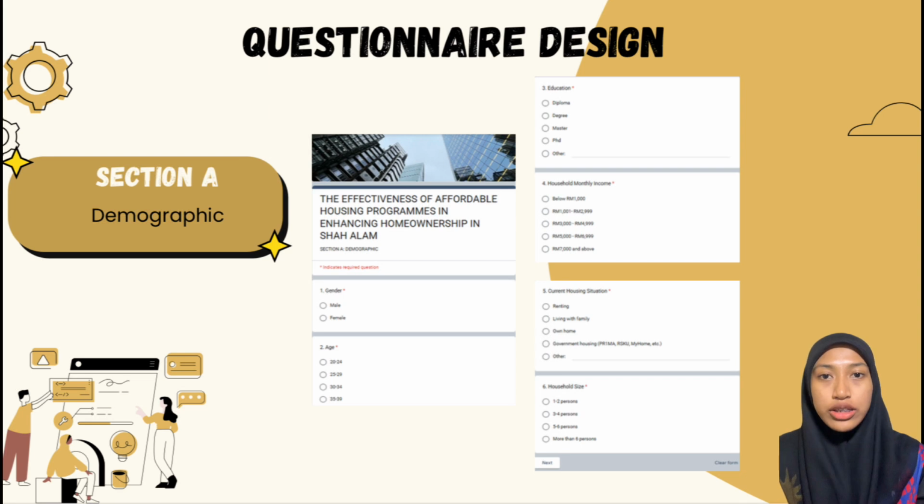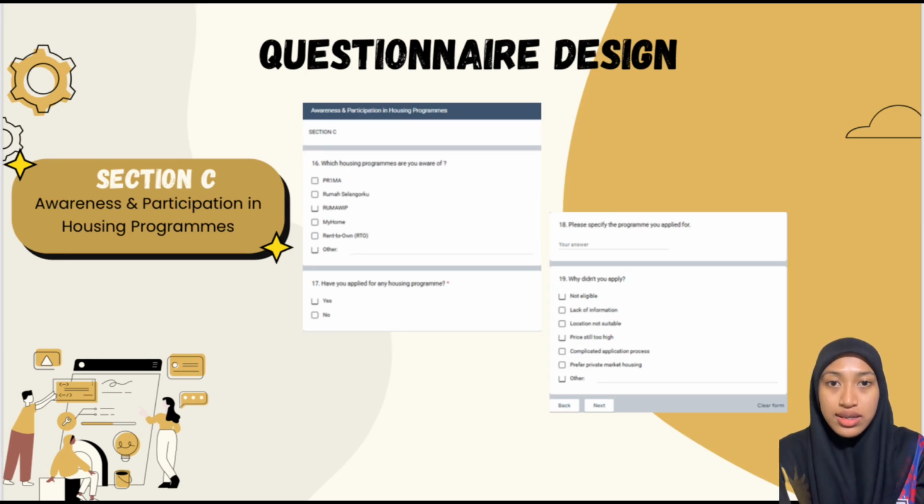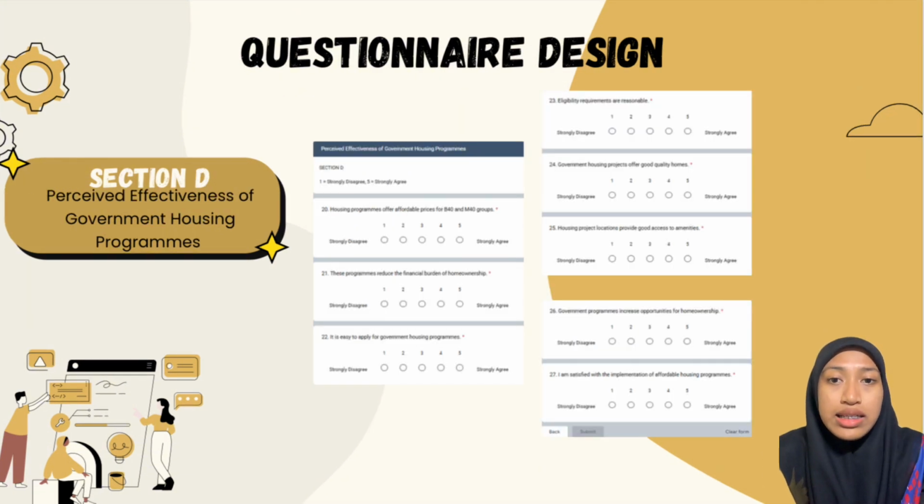For the questionnaire design, there are four sections. Section A collects demographic information. Section B explores challenges in accessing affordable housing using a Likert scale. Section C looks at awareness and participation in housing programs, and the last section, Section D, measures the perceived effectiveness of these programs.